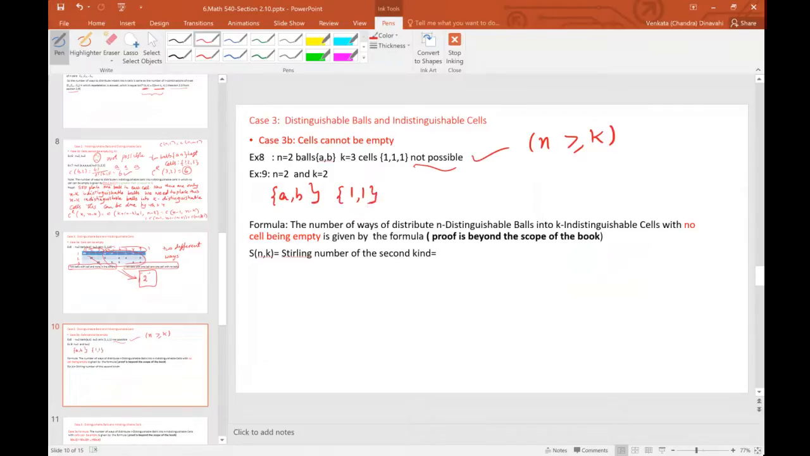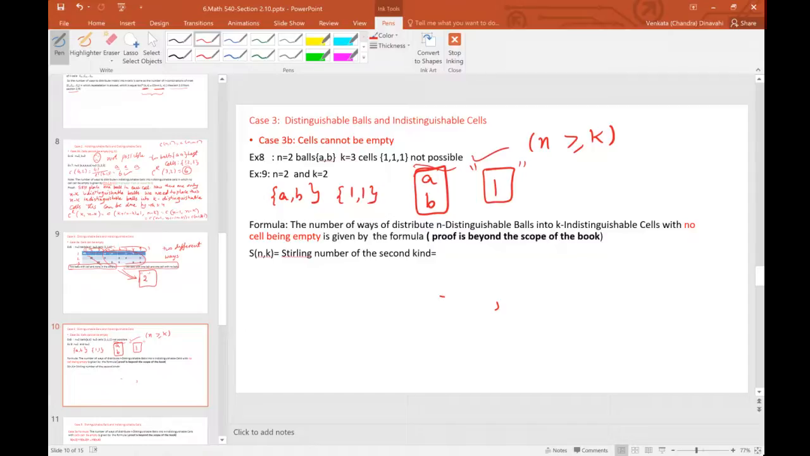2 cells and 2 balls. The only way I can do this, because I don't want any of my cells to be empty, is to place one ball in one cell and the other ball in the other cell. That's it, because both the cells are the same. AB or BA are exactly the same thing for me. So there is only one way I can do this. So the answer is 1 here.